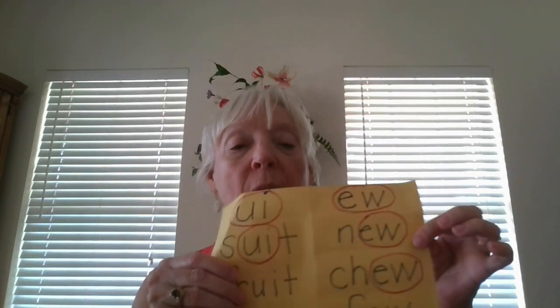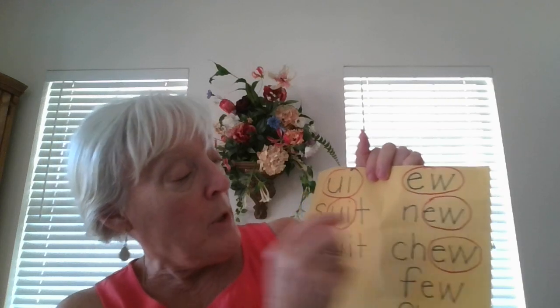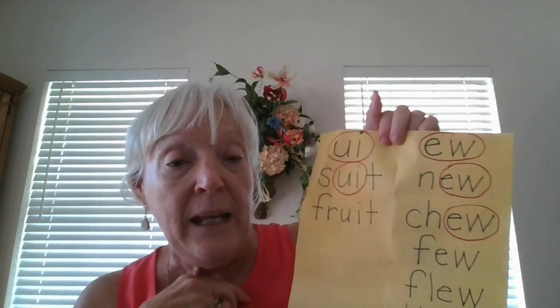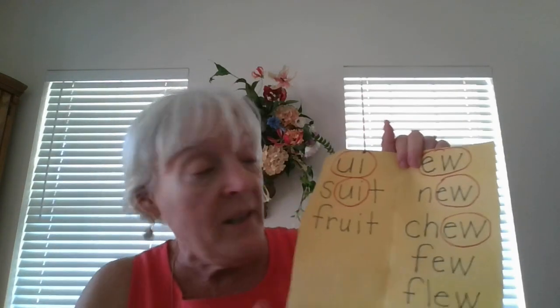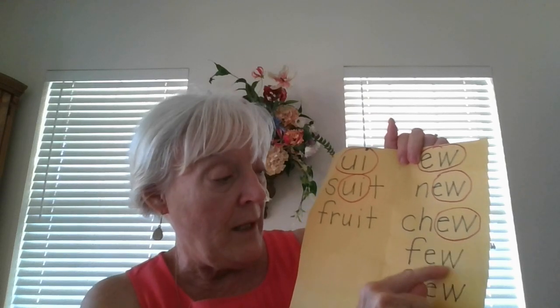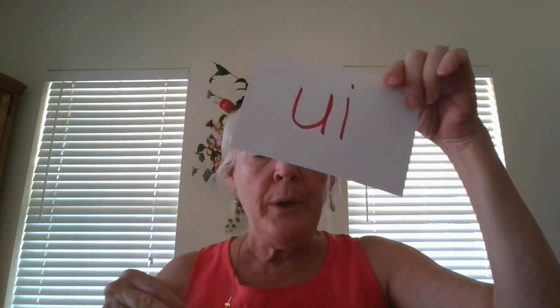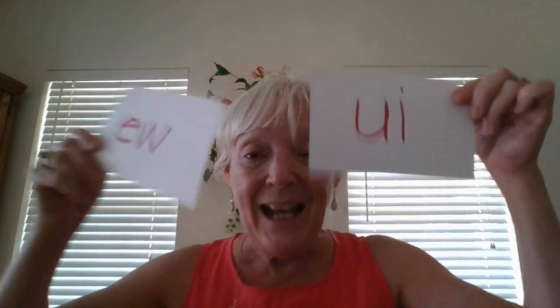Very good. So now we know two different ways to spell the oo sound. UI, EW. Which one do we use at the beginning or in the middle of a word? Yes, it is UI. Which one do we use at the end of a word? The EW. That's right, EW. All right, so we're going to add those two. Ew and ew. They can also say you. Most of the time they say ew, but they can also say you, like it did in few. Our word few.